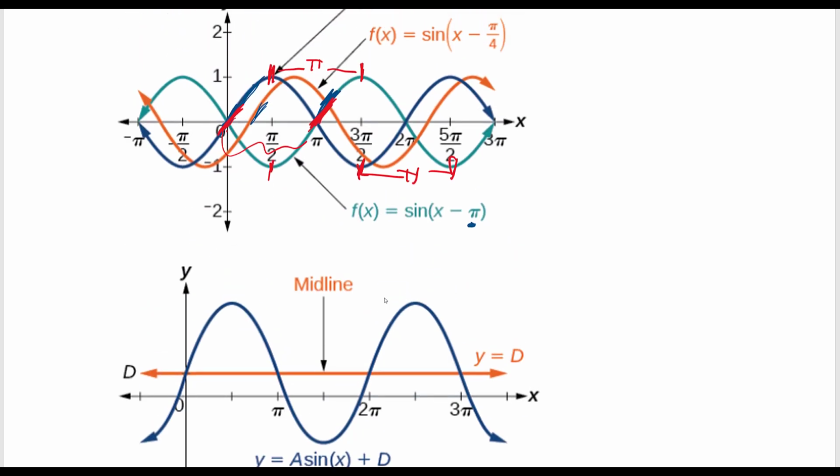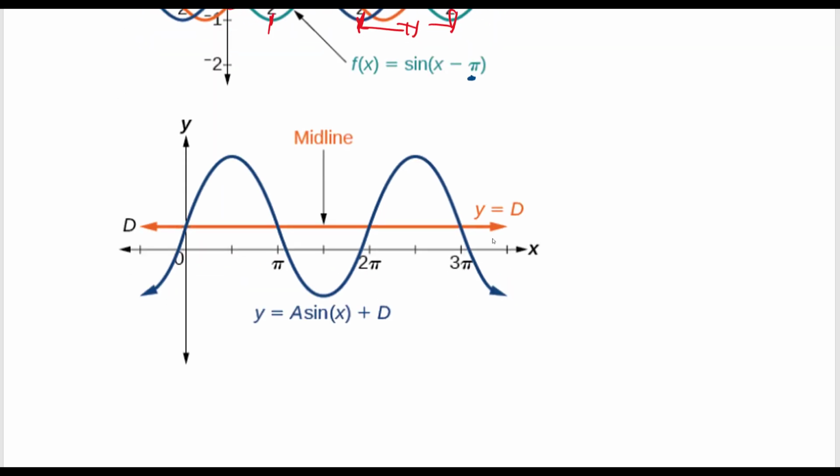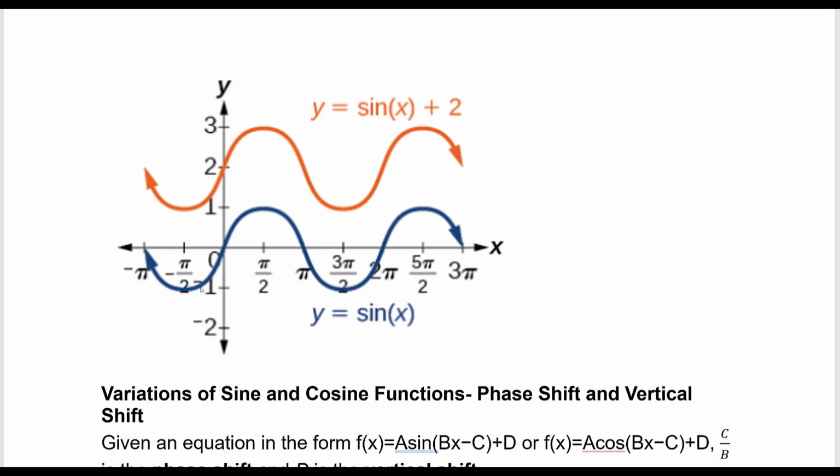Now, notice this pi occurred within the parentheses before it applies the sine, so that affects the horizontal part. If you have it added outside, it shifts the vertical part. So the midline, instead of being on the x-axis, is up a little further, or could go down. So here's y equals sine x, and here's y equals sine x plus 2. It shifted up by 2. So now that midline is up here at 2.